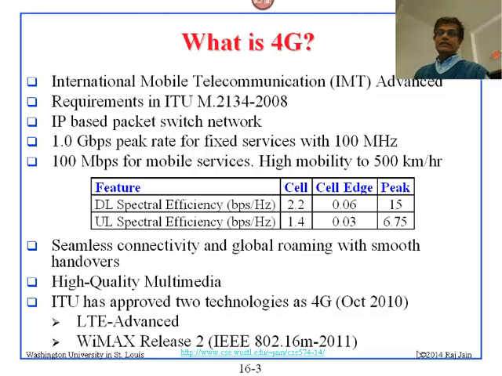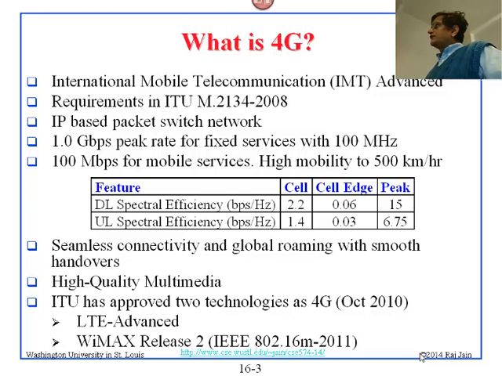Coordination. This is a repeat of the previous lecture. 4G. 4G is actually IMT-Advanced. This should be just in your brain now, right? Requirements are very clearly specified. That it should be IP based, that it should provide 1 gigabit, that it should provide 100 megabit, that it should provide 15 bits per second per hertz, and 6.7 bits in the uplink. And at the edge of the network it should be at least this much, and over the overall cell we should get 2.2 bits per hertz. Seamless connectivity, global roaming, multimedia, and so on and so forth.